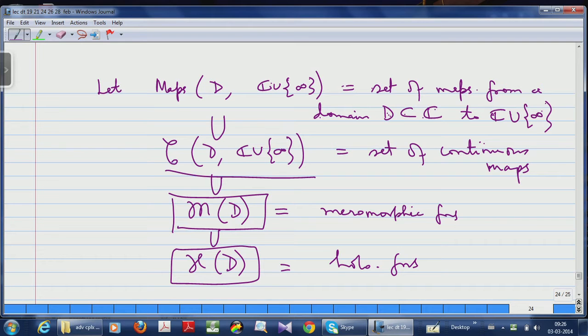So what we have just now proved in this lemma is that a normal limit of continuous functions is continuous. Now you can ask, is a normal limit of meromorphic functions meromorphic? That's one question you can ask. Then the other question you can ask is, is the normal limit of holomorphic, that is analytic functions, analytic? You can ask that. But we have already seen an example of a normal limit of holomorphic, analytic functions which is going to the constant function infinity.